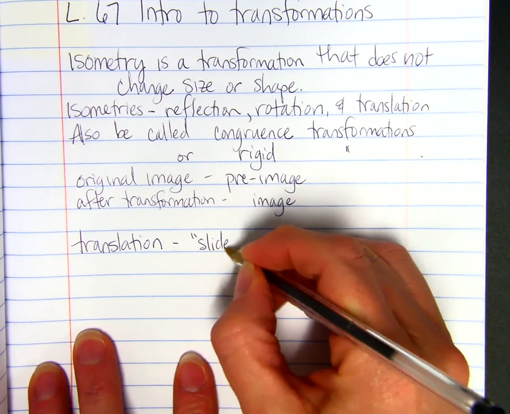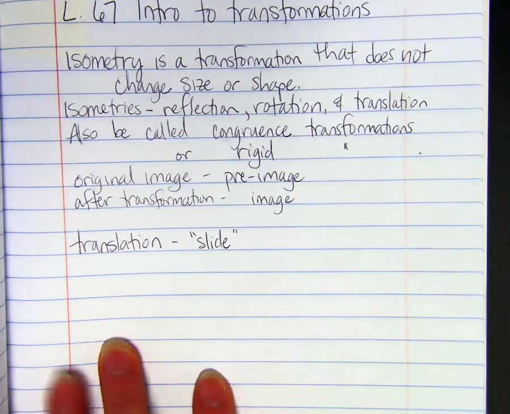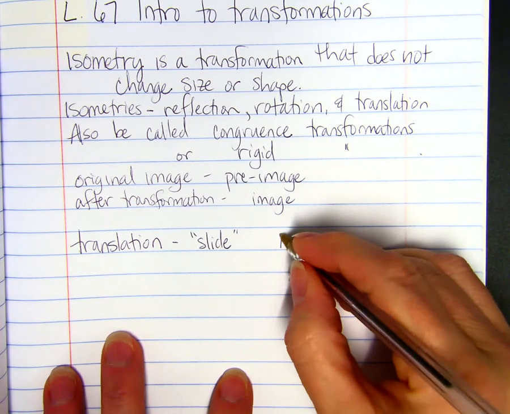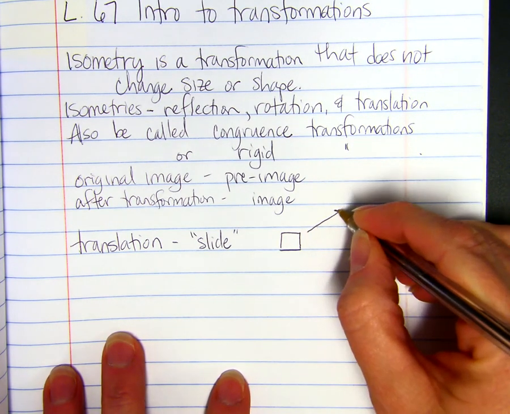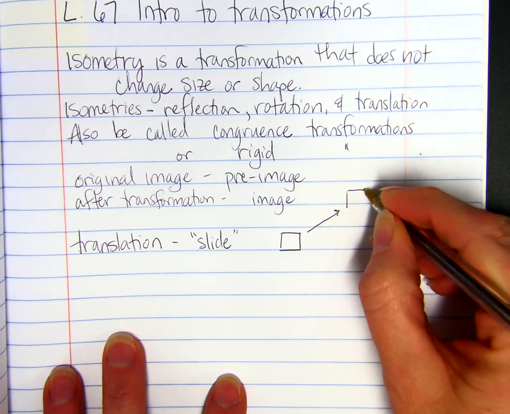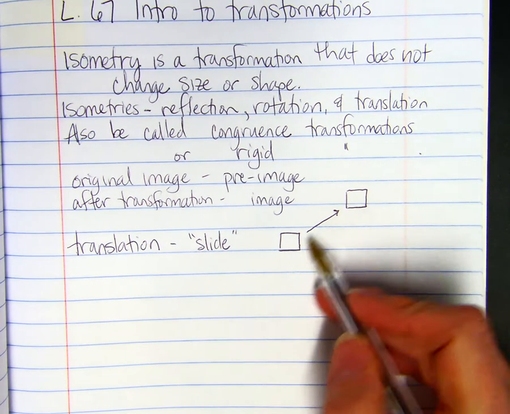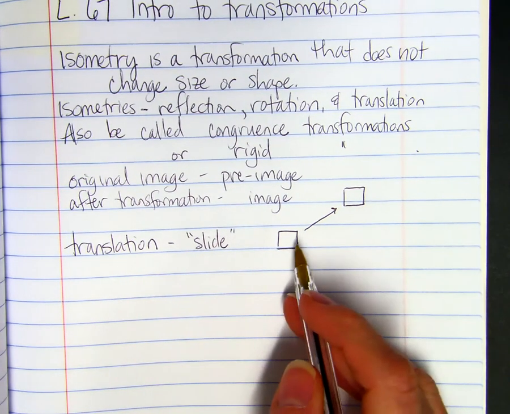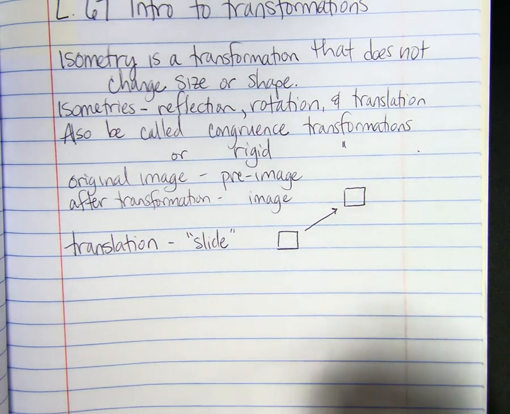Okay, the word on the street for translation is a slide, but we don't use street words here. We use our math words. So, no slang. So this is what these are supposed to be identical. So translation, we take our pre-image and slide it to the image.